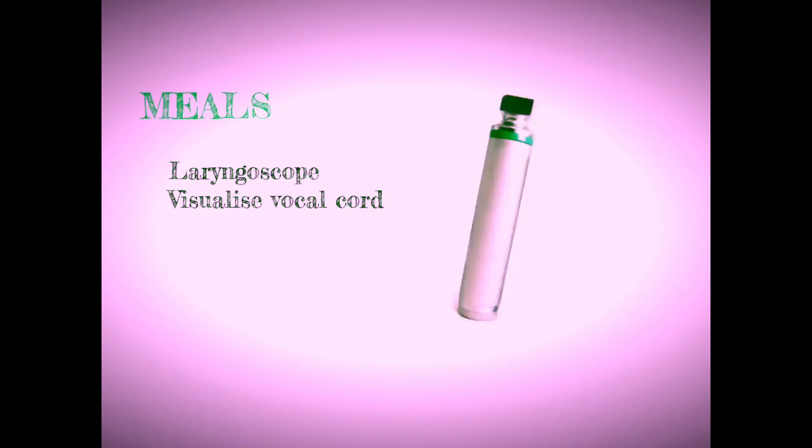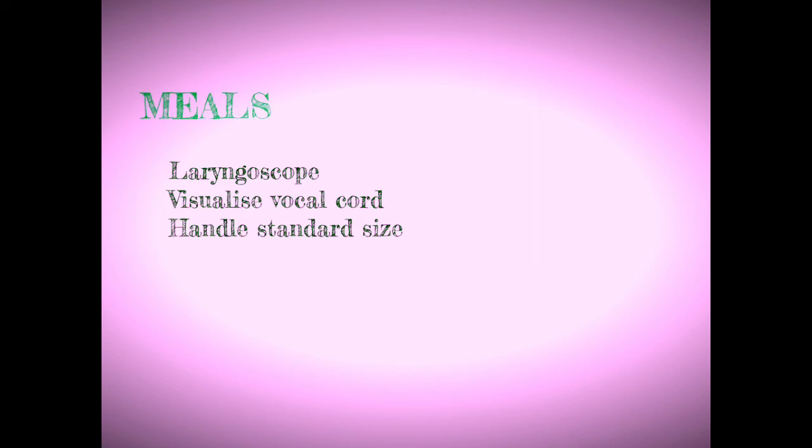L stands for the laryngoscope and blades. They are used to visualize the vocal cords to facilitate intubation. Also useful in the insertion of gastric tube or even TOE probe. The handles are usually standard sized. There are various types of blades. The most common ones are Macintosh and Miller.